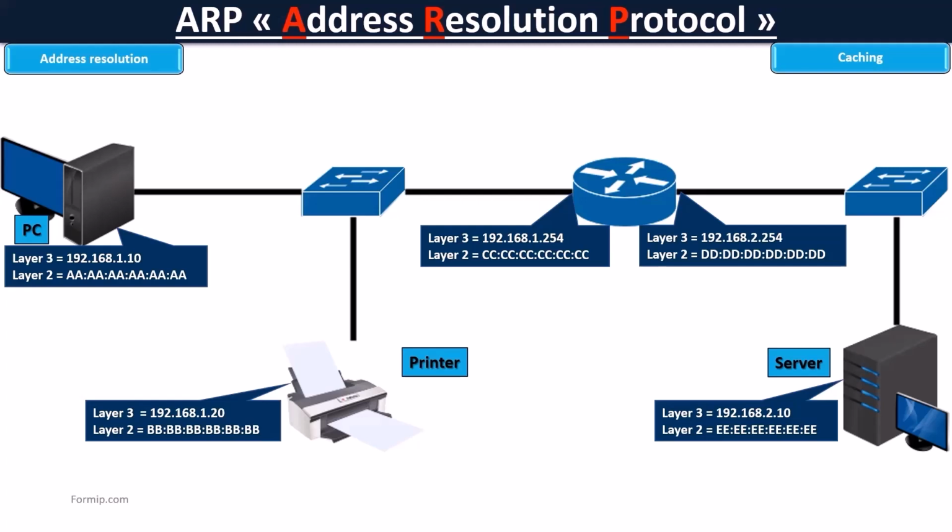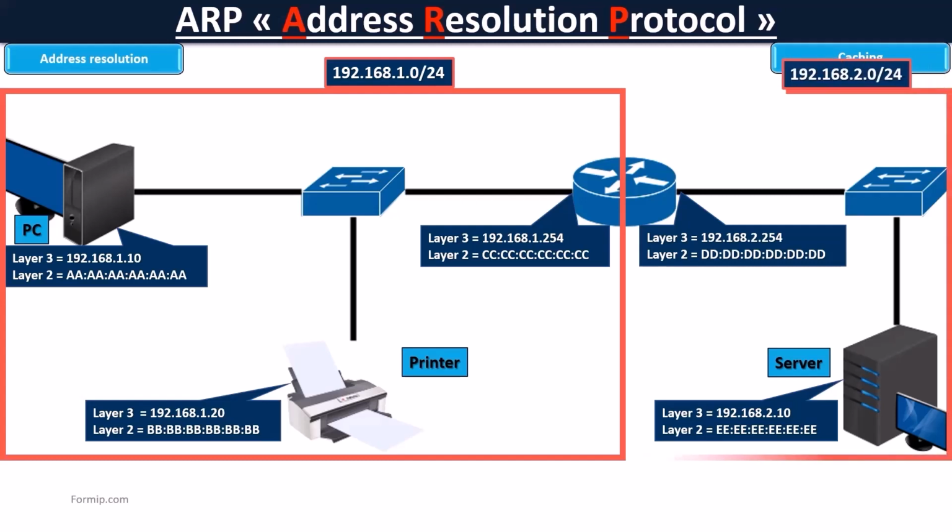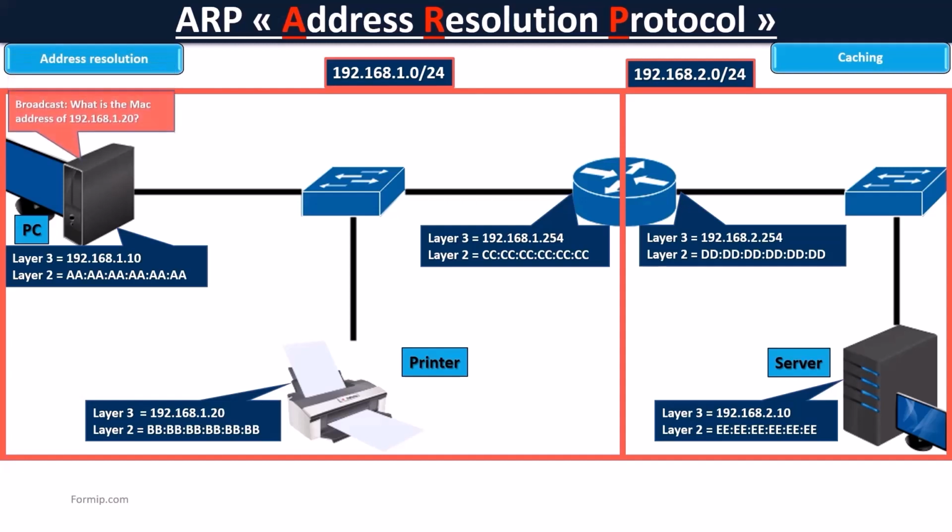network. On this topology, we have two subnetworks. The left subnetwork is 192.168.1.0 with a mask in /24, that is 255.255.255.0. And on the right, we have 192.168.2.0 with the same mask. Let's say that the PC, which has just been started, and therefore its ARP table is empty, wants to know the MAC address of the IP of the printer to start a communication.